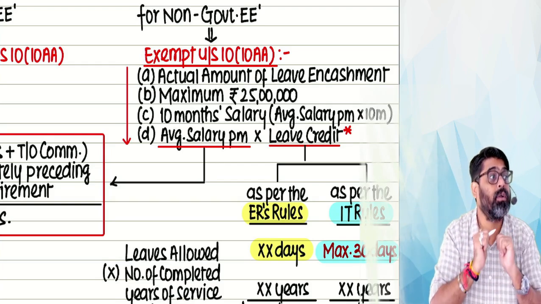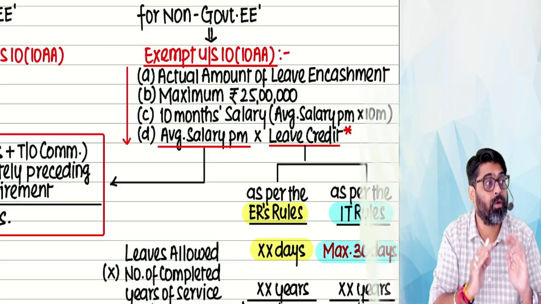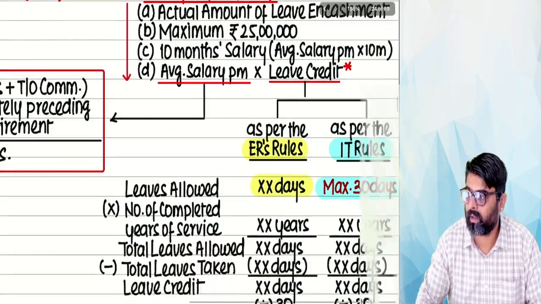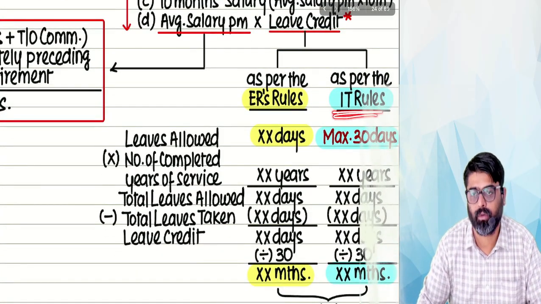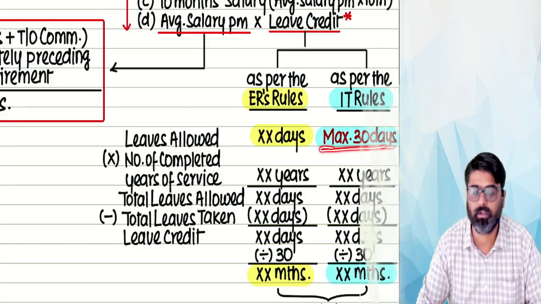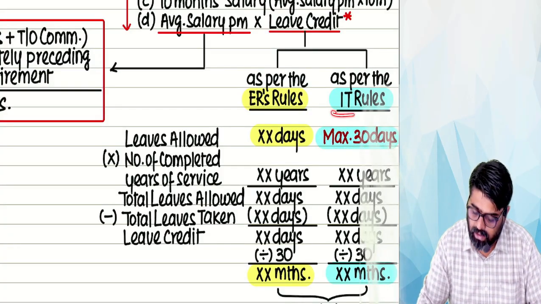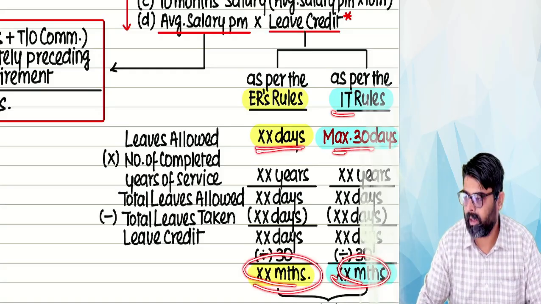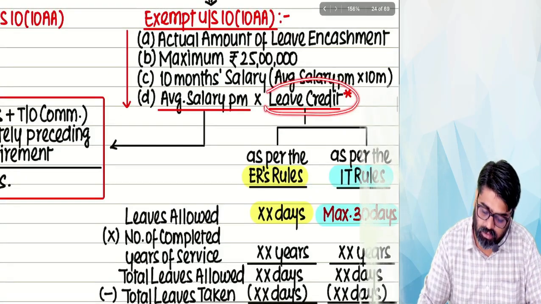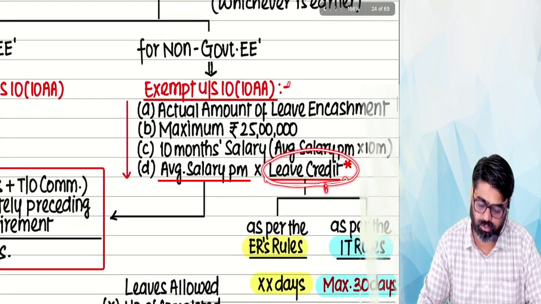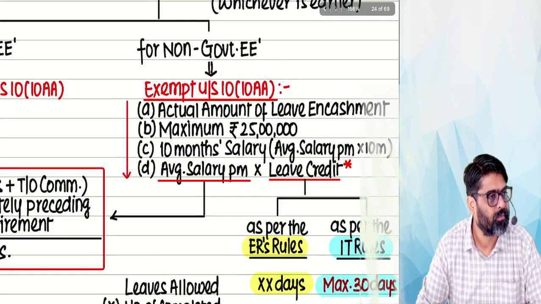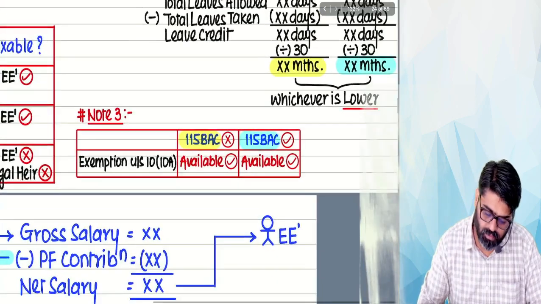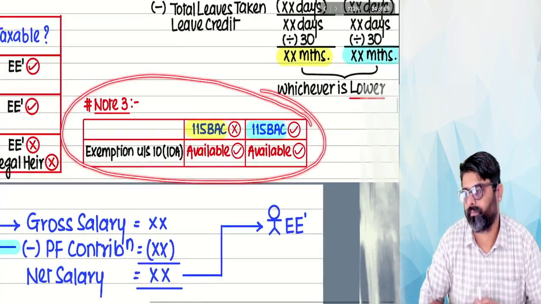But if it is not 30 days or less, if the employer's rule was giving you more than 30 days, then you have to calculate the leave credit as per IT rules, which say maximum how many days? 30 days. So based on 30 days, you calculate the leave credit. Based on the employer's rule, you calculate the leave credit, whichever is lower. That leave credit will be used for exemption. Understood? Sure, sir?